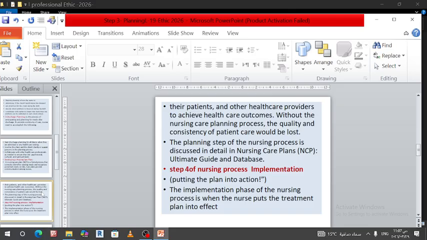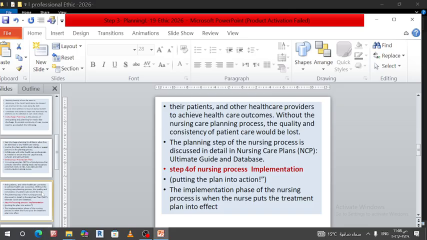I mean, if nursing care planning is not done well, the nursing care is not quality and not effective. The planning step is discussed in detail in the nursing care plan, element guide, and database. Okay, go to step 4 of the nursing process.